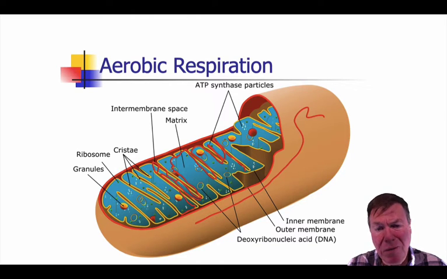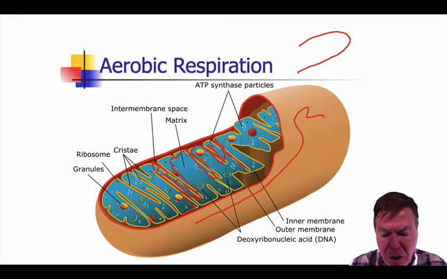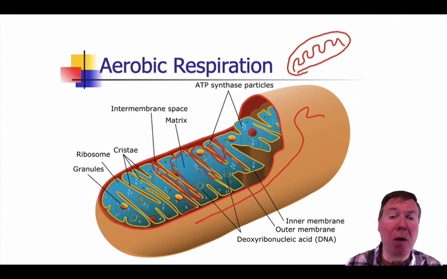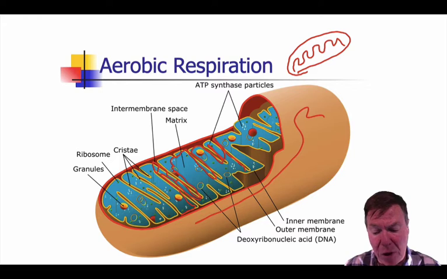What is this thing called? Mitochondria. Couldn't remember the name. Why do we always draw mitochondria like this with the inner membranes? Because it has them and they're an important part of the ATP production.